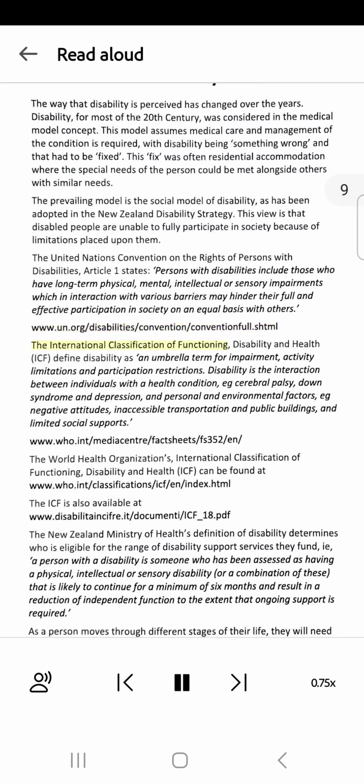The International Classification of Functioning, Disability and Health, ICF, defined disability as an umbrella term for impairment, activity limitations and participation restrictions. Disability is the interaction between individuals with a health condition, e.g. cerebral palsy, Down syndrome and depression, and personal and environmental factors, e.g. negative attitudes, inaccessible transportation and public buildings, and limited social supports.